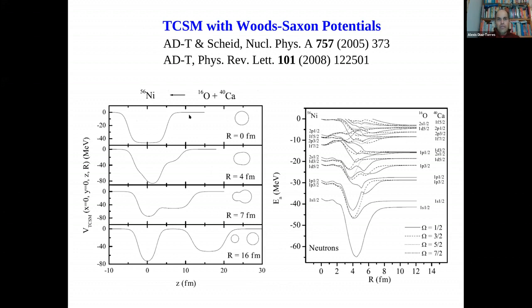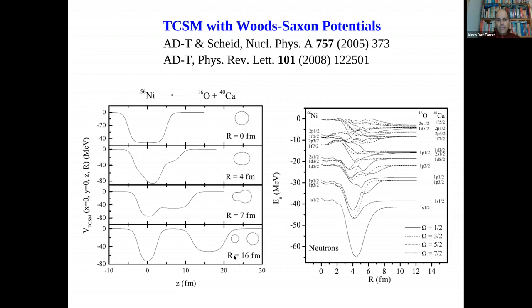This is an example of a two-center shell model with a realistic Woods-Saxon potential. In this figure, you can see on the y-axis cuts of the two-center potentials. This is x equal to 0, y equal to 0, a cut along the z-axis, and capital R denotes the internuclear distance. Here you can see different configurations of two colliding nuclei. These configurations correspond to equipotential surfaces in this two-center mean field.